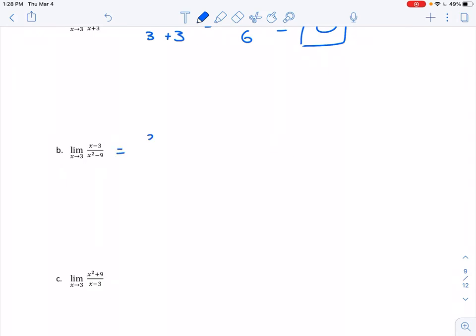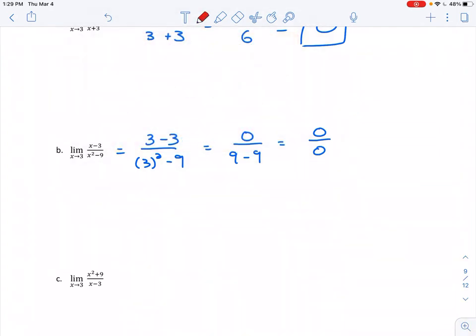Here I'm going to have 3 minus 3 divided by 3 squared minus 9, which is 0 divided by 9 minus 9, which is 0 divided by 0. This is indeterminate form, which means we've got to go back and try something different.